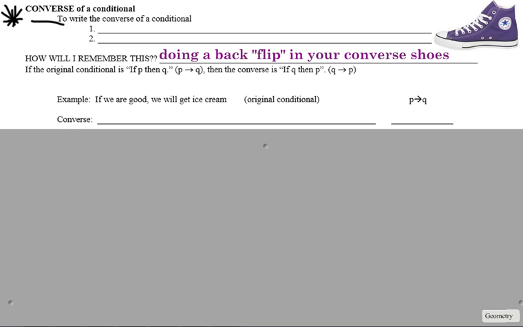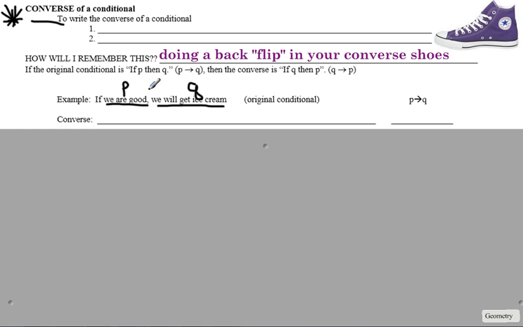So let's go ahead and apply this definition. For example, we have: if we are good, so being good is going to be our hypothesis, then we will get ice cream. Now, they don't have to write the word then. Remember, that's your job. If you're not given an if-then statement, you have to know when the then is going to come in, or how to manipulate the statement into a conditional in order to do the converse of it, or inverse, or whatever we're about to do.